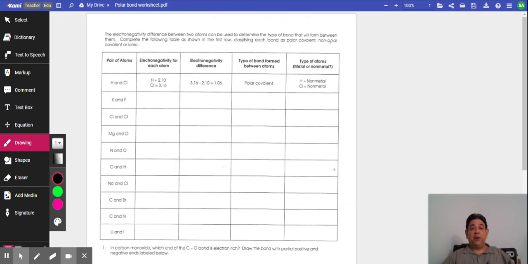Hopefully, I have Kami open here. You can annotate it with Kami, or you can write it by hand and then scan it with CamScanner or something like that. All right, I hope this was helpful.